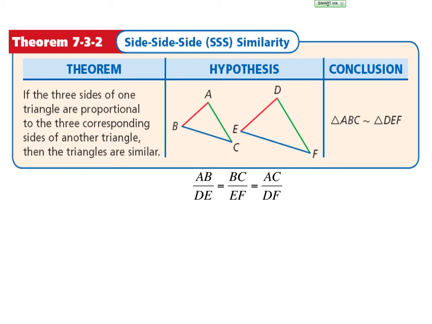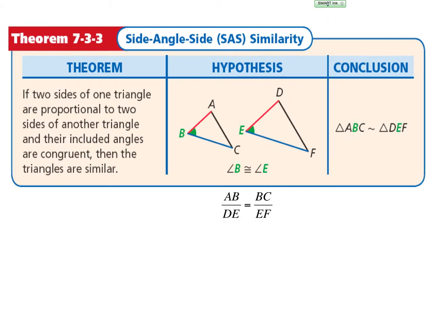So to use this theorem, you'll have to do the ratios. And remember how we talked about shortest side compared to shortest side of the other figure, longest side compared to longest side. Do that type of thinking when you're setting up the ratios. You don't need any angles for that one. And then the third one was side angle side similarity. If two sides of one triangle are proportional to two sides of another triangle and their included angles are congruent, then the triangles are similar.